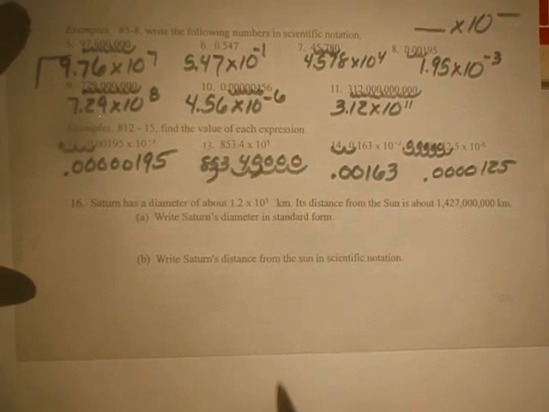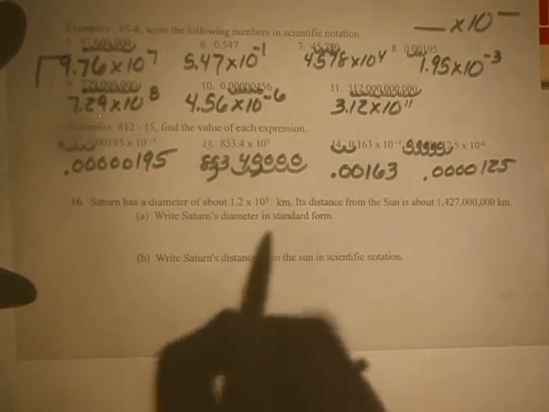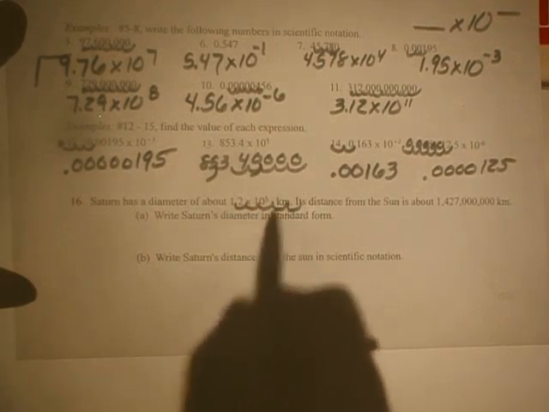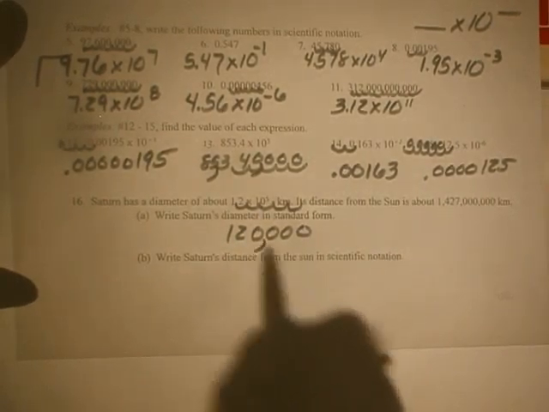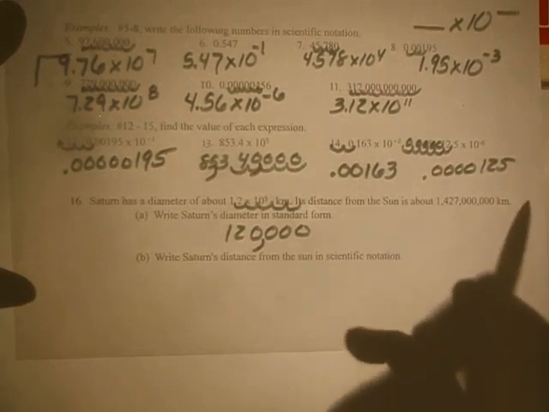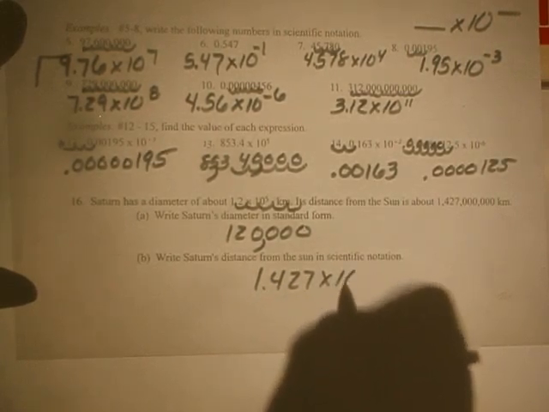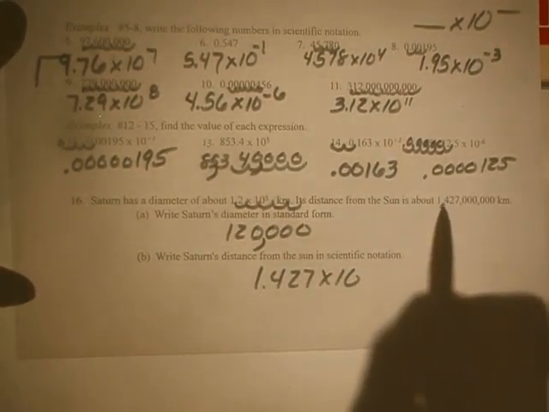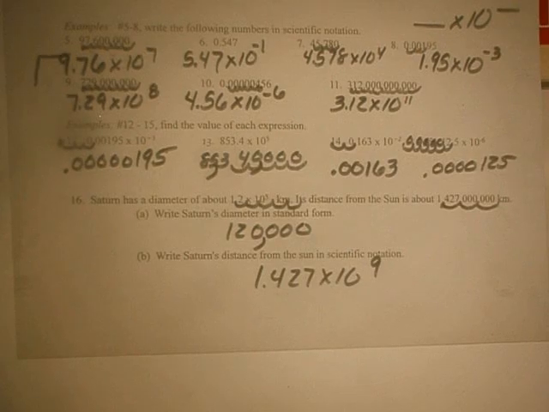And the last example, Saturn has a diameter of 1.2 times 10 to the 5th kilometers. Writing that in standard form, we have to move this decimal point over 5 spaces. So this will be 1, 2, and then we fill in the remaining with zeros. And then writing this number in scientific notation, we would have 1.427. Put the decimal point between the 1 and the 4. And then we move the decimal point over 1, 2, 3, 4, 5, 6, 7, 8, 9. So 1.427 times 10 to the 9th.